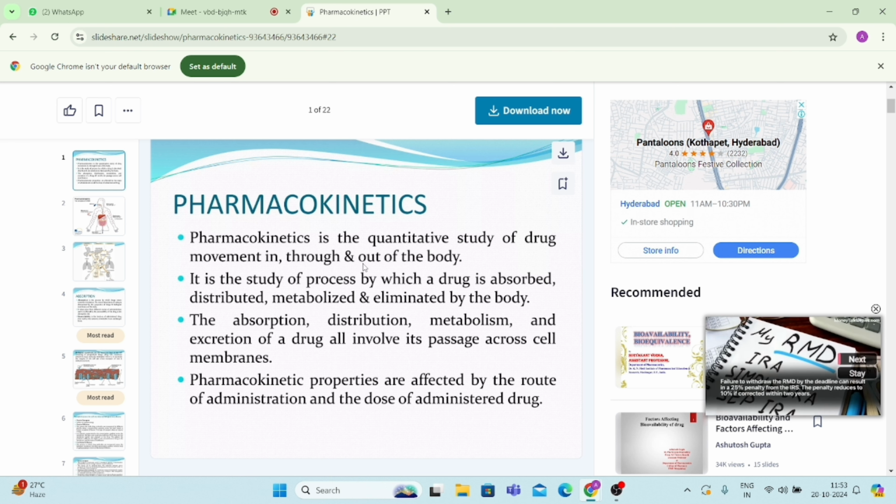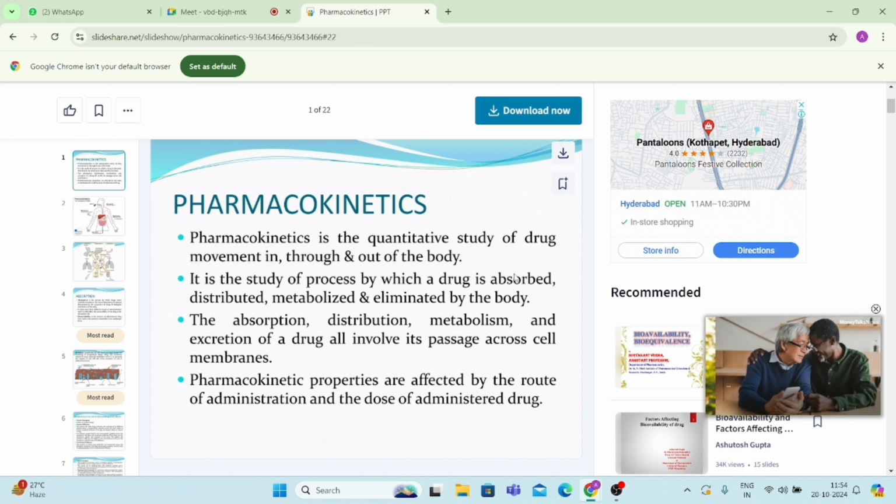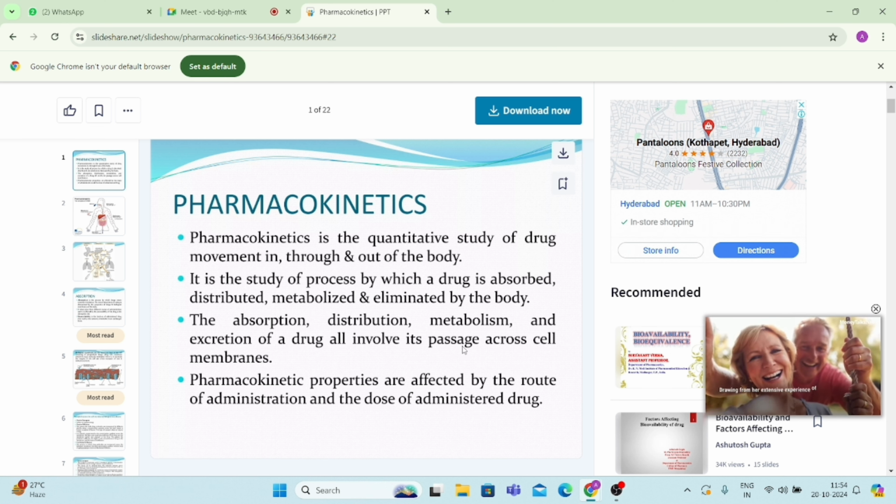Okay, now let us see with the help of some diagrams what we can understand. So what is pharmacokinetics? It's the quantitative study of drug movement. See how a drug is moving in the body and what it is going to do. That we call pharmacokinetics. Next, a drug goes through four processes: absorption, distribution, metabolism and elimination.